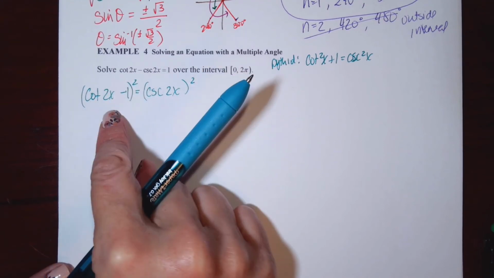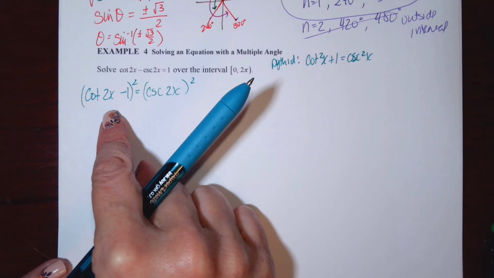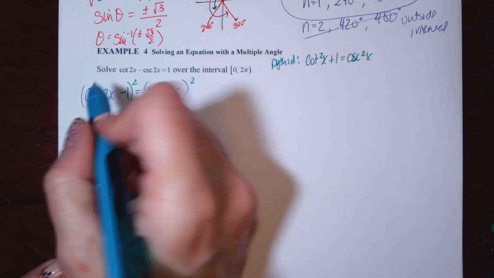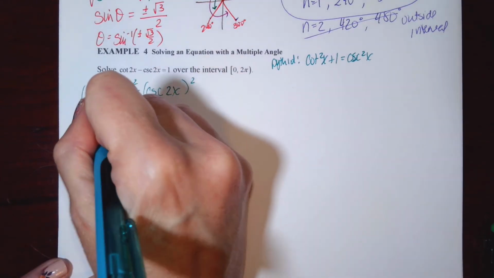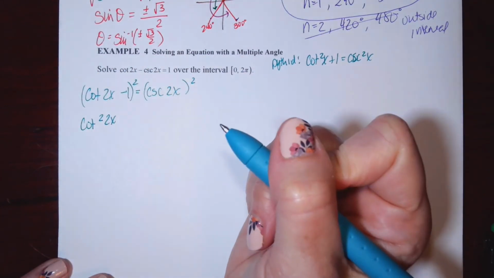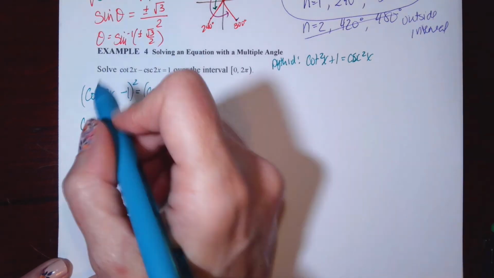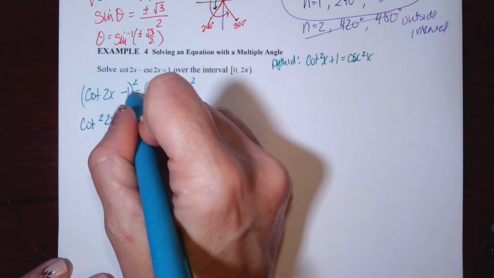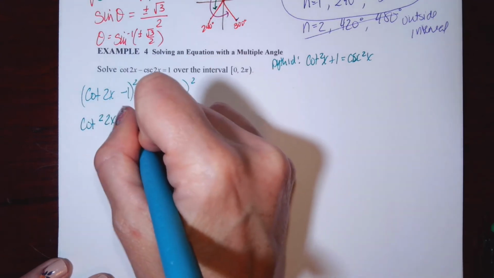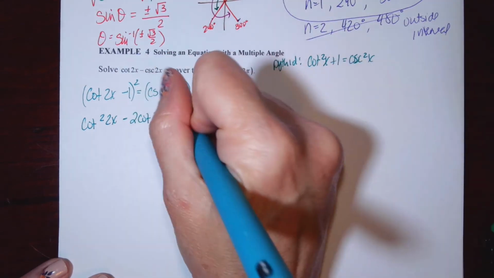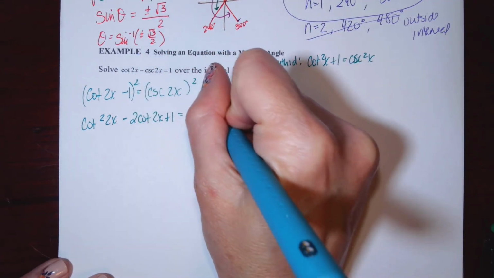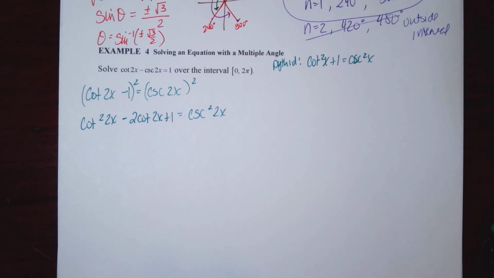Now when I square this binomial, I either have to go off and FOIL off to the side or right here, or follow my pattern, square the first term. Now when I square cotangent of 2x, I'm squaring the cotangent function value, not the argument. So it's cotangent squared of 2x. Multiply them together times 2 because the outside and inside products are the same. So that gives me negative 2 cotangent of 2x, and then negative 1 times negative 1 is positive 1. That is equal to cosecant squared of 2x. I'm not worried about the 2x as my argument. I just have to make sure I take care of solving for x at the end.